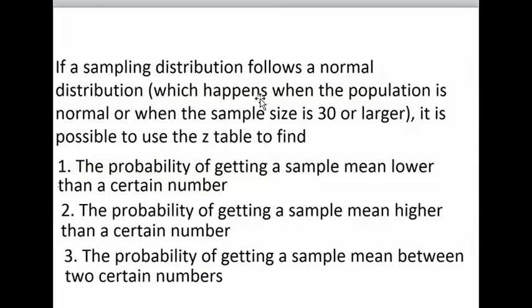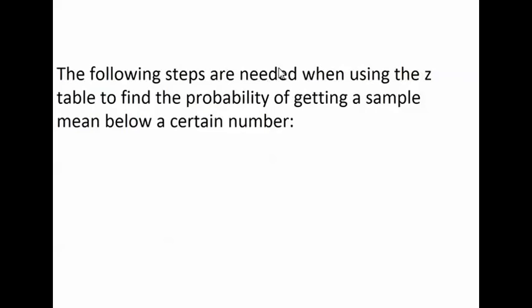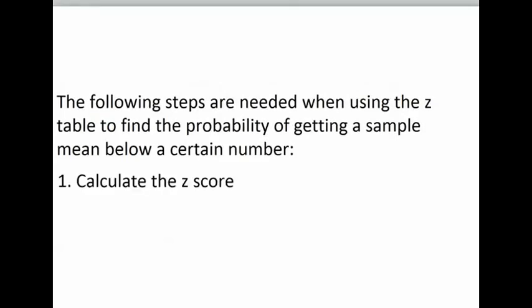If you're taking a small sample from a skewed population, then the sampling distribution actually isn't normal. The sampling distribution is skewed, and in that situation, it's not possible to calculate these types of probabilities. So let's look over the steps that are needed to use a z-score to find the probability of getting a sample mean below a certain number. There's actually only 2 steps that you need to follow.